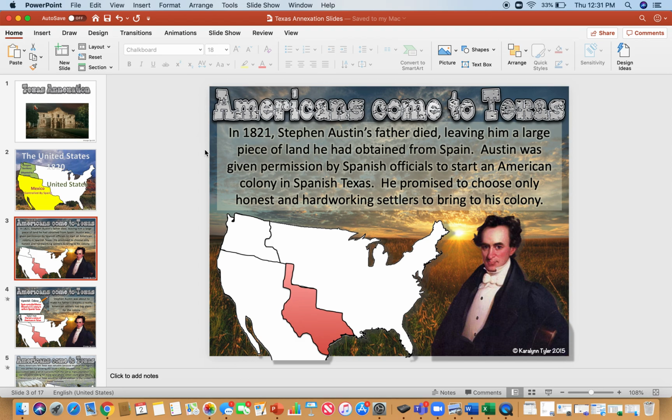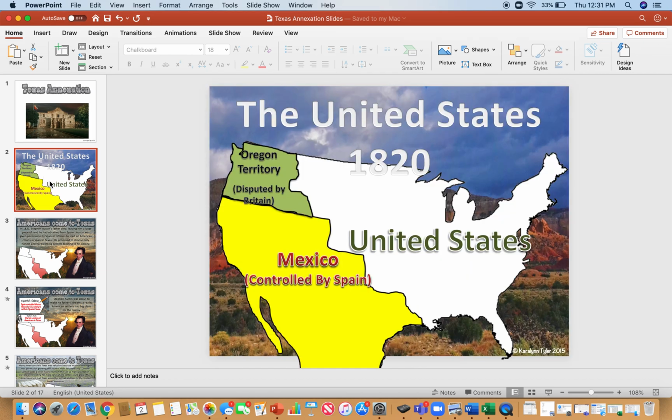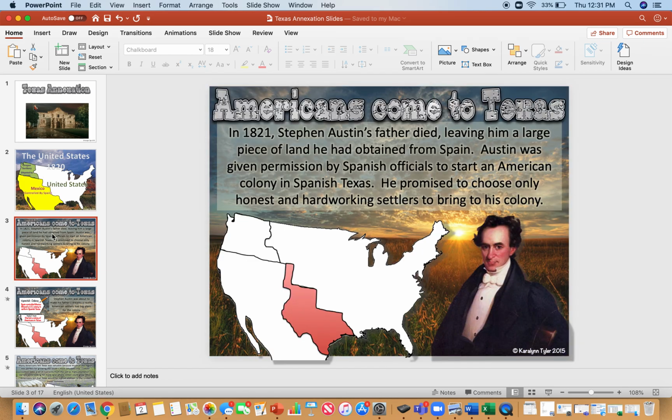Texas, at one point in time, was not a part of the United States, right? Texas was actually controlled by Mexico. It was part of Mexico at one point, right? And Stephen Austin, right? He wanted to start his own American colony in Spanish Texas. So he brought some Americans over there to his colony.